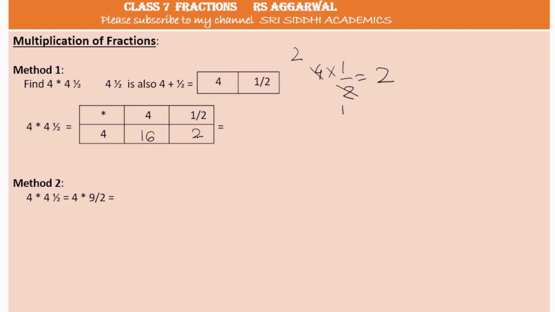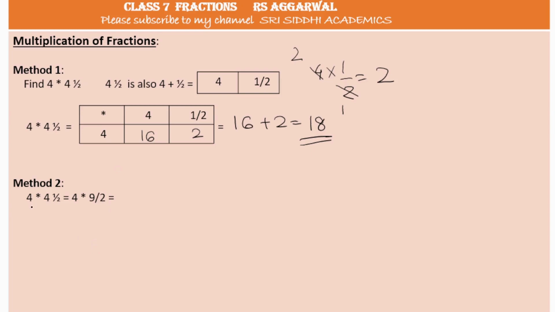Now I got 16 and 2. I will add these two. 16 plus 2 is equal to 18. Now 18 will be the answer for multiplication if you multiply 4 with 4 1/2.